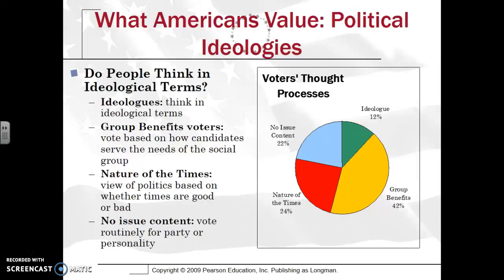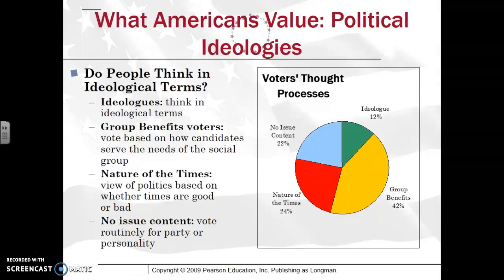A second group is known as group benefit voters, and this is where most voters, 42%, could be lumped in. They vote based on how candidates serve the needs of their particular social group. So if your social group might feel overtaxed, then you might be more inclined to vote for the politician who's going to lower your property taxes or your income taxes. You might be a social group that feels economically oppressed, in the sense that it's very hard to get ahead economically in the country. So they might be leaning toward a candidate who might allow for more pathways to college that might be paid for or subsidized by the government.